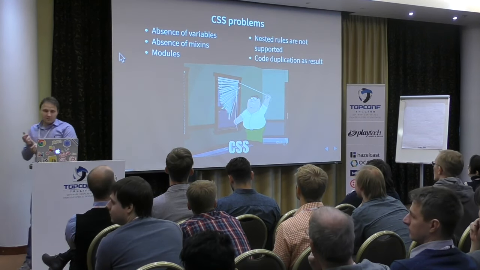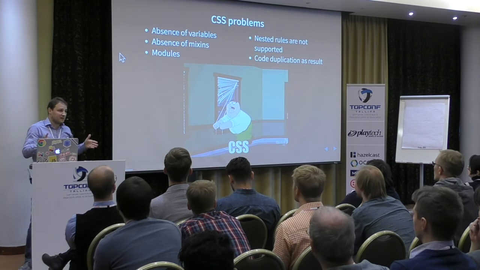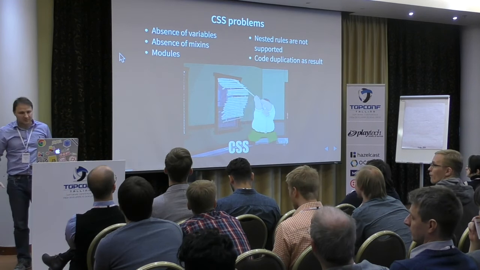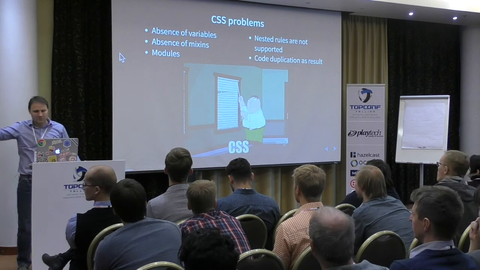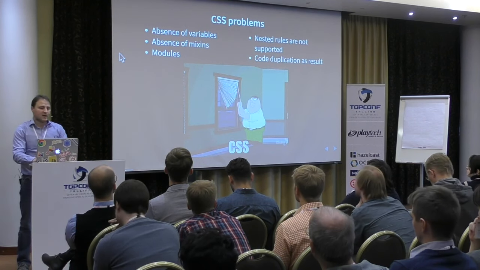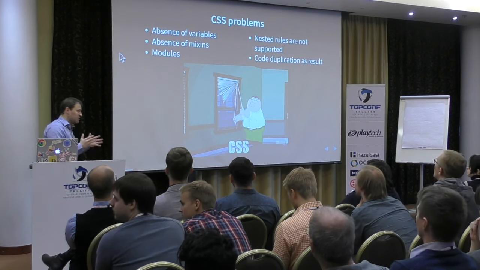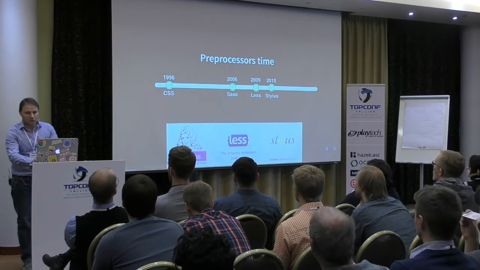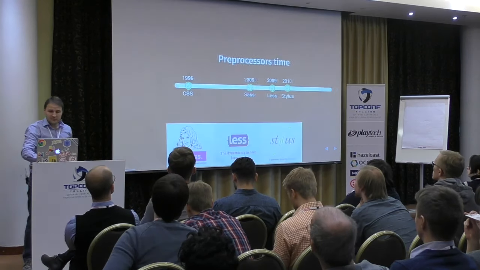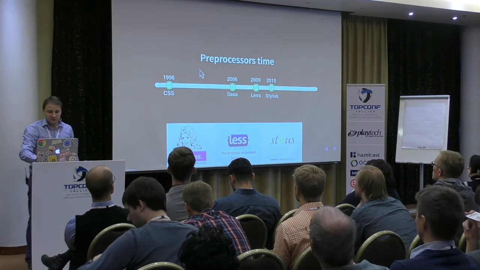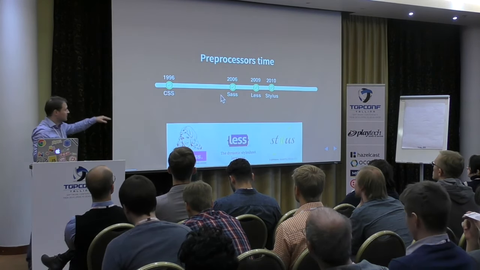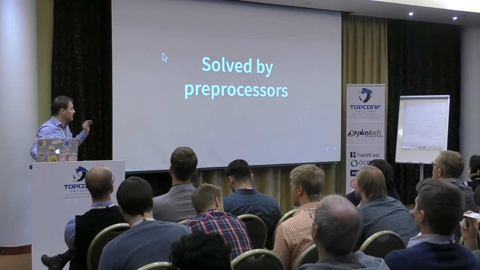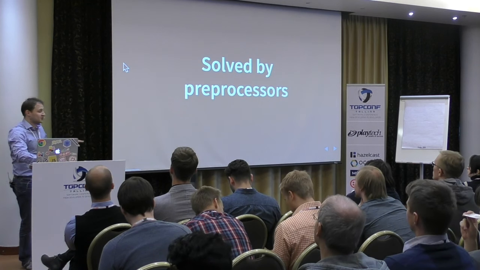So absence of variables, absence of mixins, everything that we have now today in preprocessors. Modules, in terms, we don't want these huge CSS files, we just want separated styles for navigation, for variables, for everything like that. Nested rules and code duplication as a result of all this in CSS. As a silver bullet to solve all these problems which I mentioned here, preprocessors were invented. As you see, Sass, Less, Stylus, one after another, they added more and more abilities and solved a lot of problems. Let's take a look at which problems preprocessors solved.